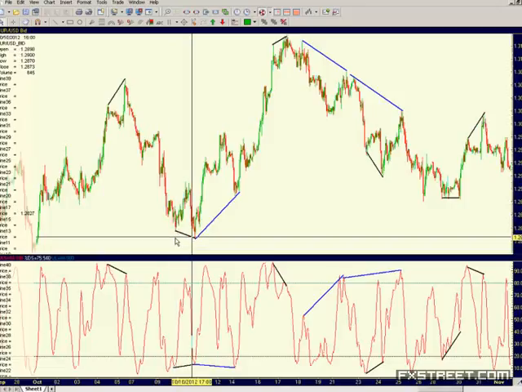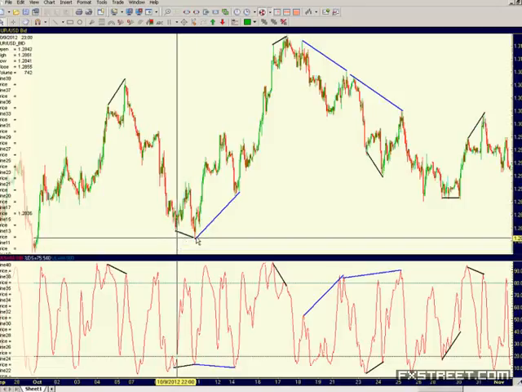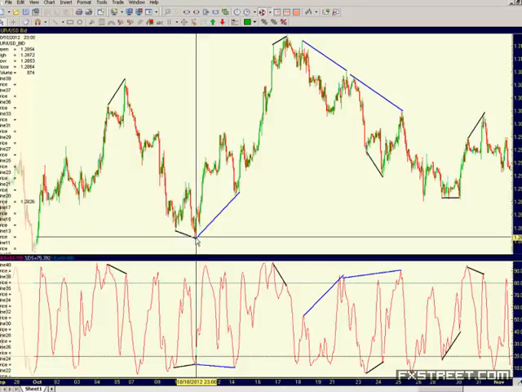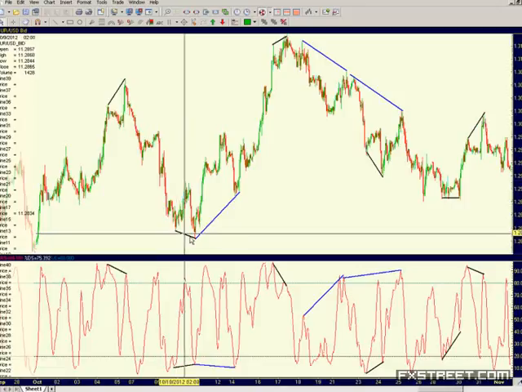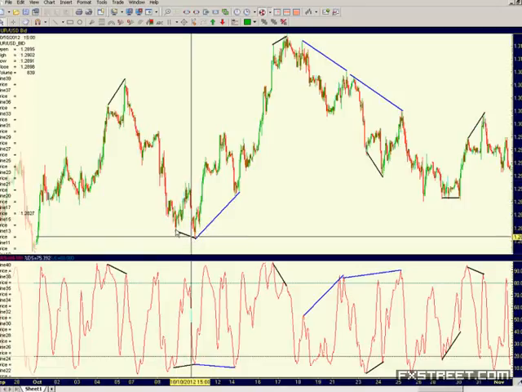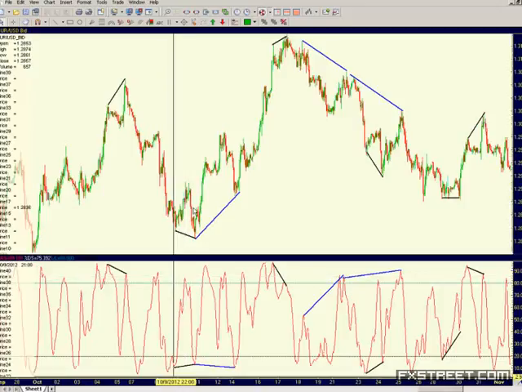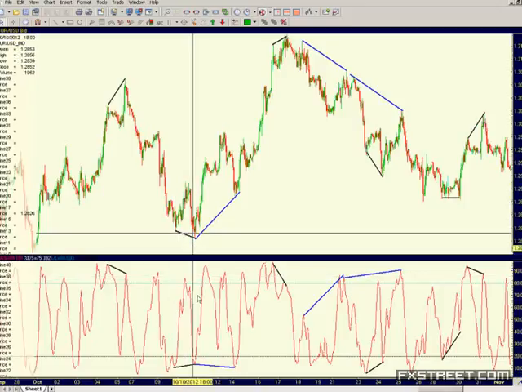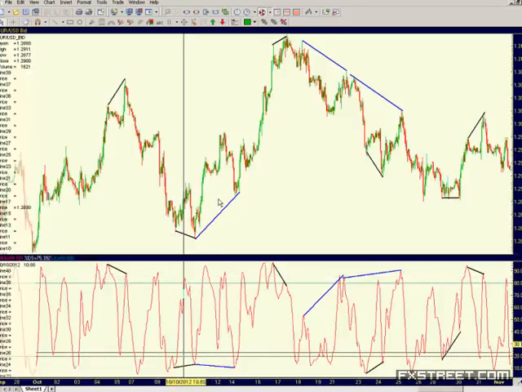Okay, so here we have a lower low. This is also a regular divergence, called a bullish regular divergence. We have a lower low in price and a higher low in the oscillator, loss of downside momentum, and a turn to the upside, which does occur.